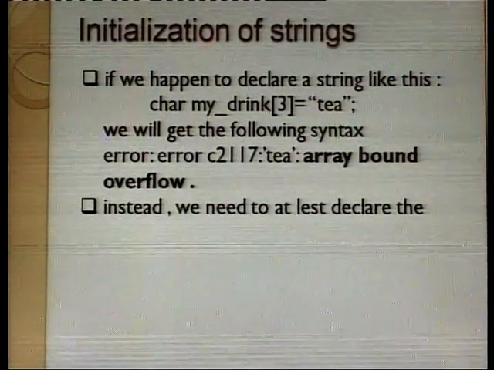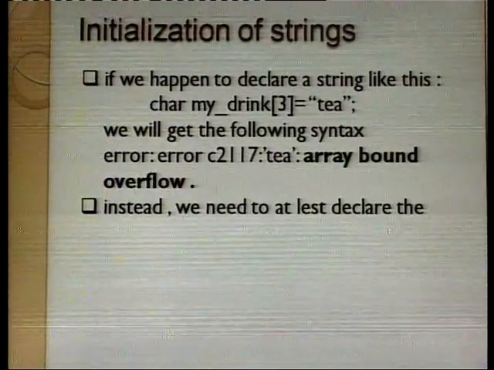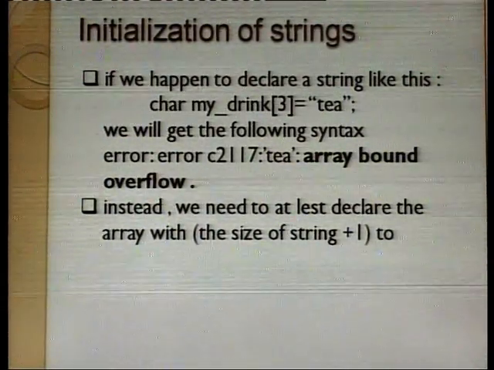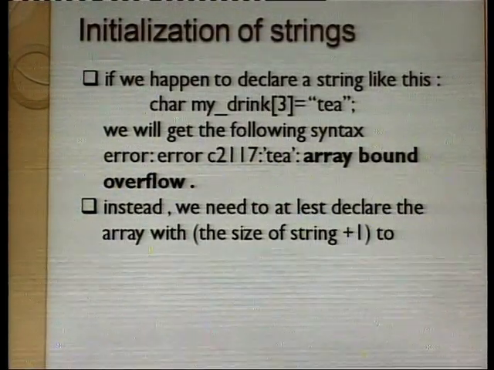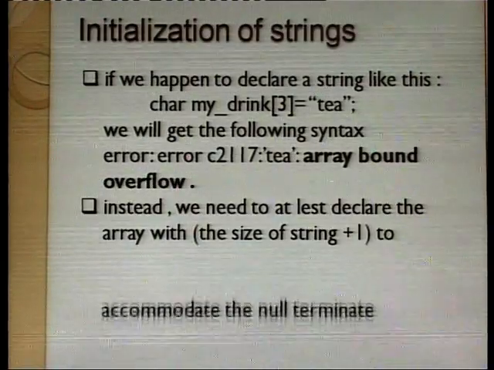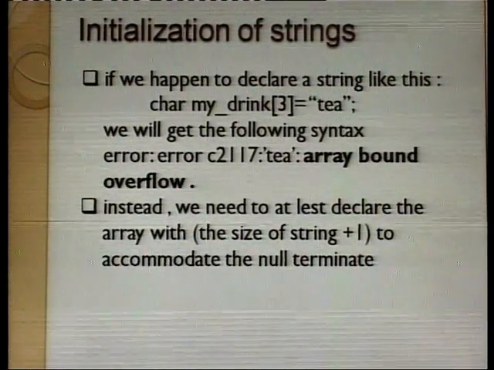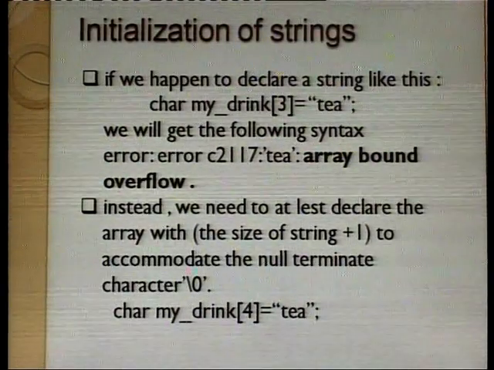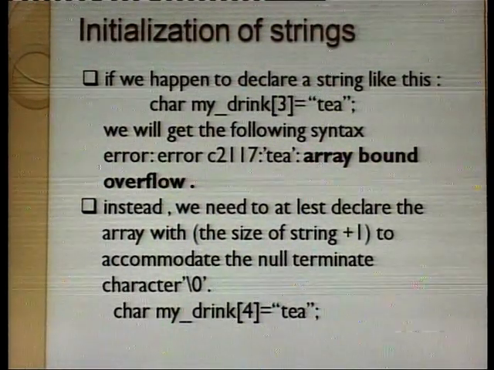Instead, we need to declare the array with at least the size of the string plus 1, that is, tea is of 3 characters, so 3 plus 1 is 4, to accommodate the null terminator. Here char myDrink[4] = "tea", then this statement will be executed.